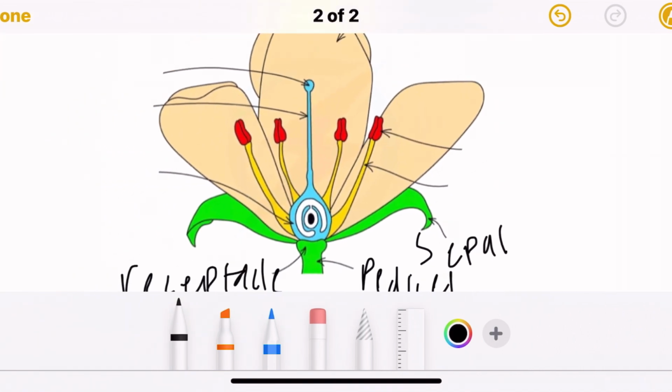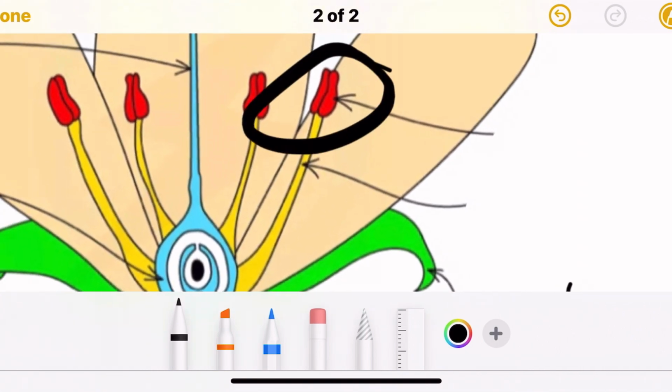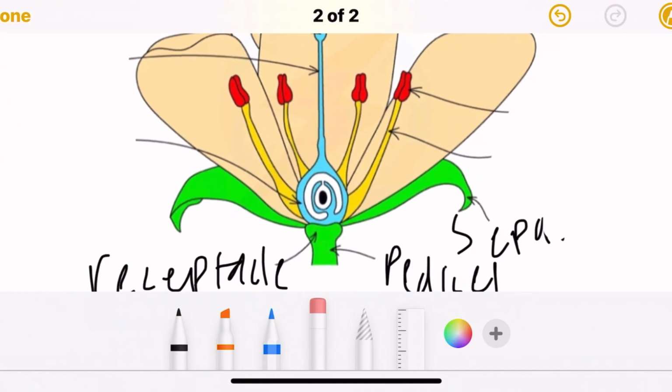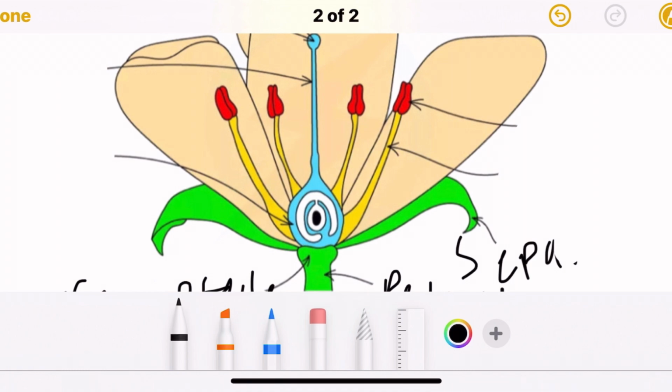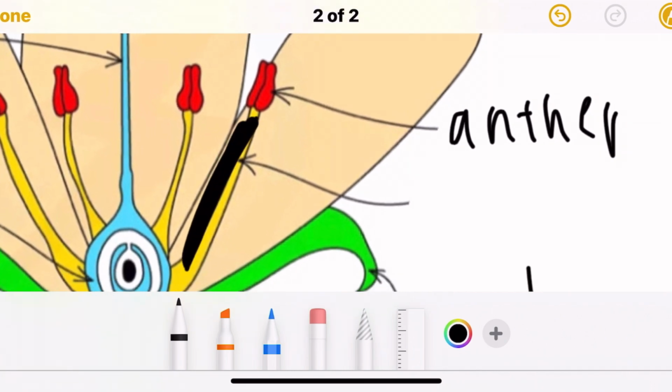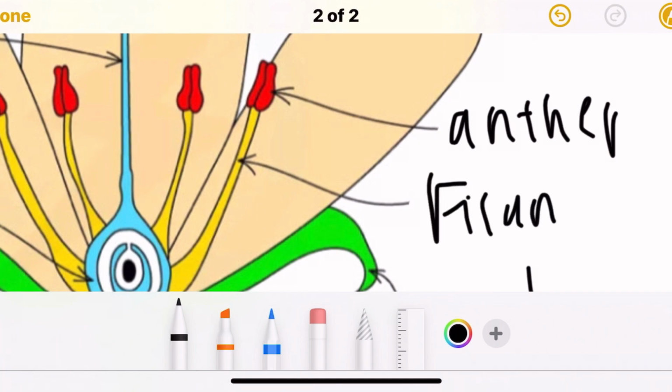Now let's move over here. What part is this, the red one? Very good. This is the anther. What is the function of the anther? The function of the anther is to produce male sex cells, also known as pollen grains. And what is this yellow thing called? Excellent. This is known as the filament. The filament helps to hold the anther.